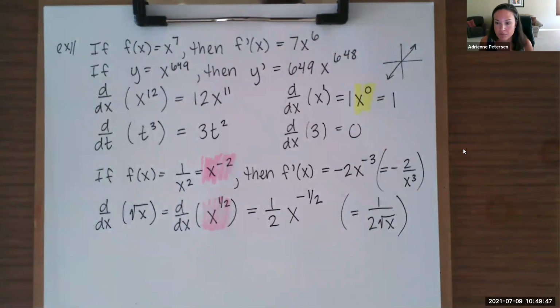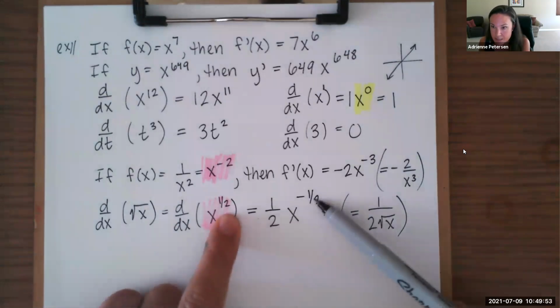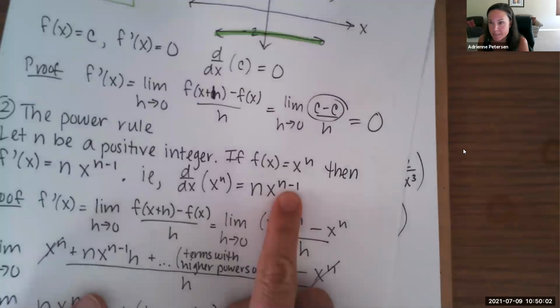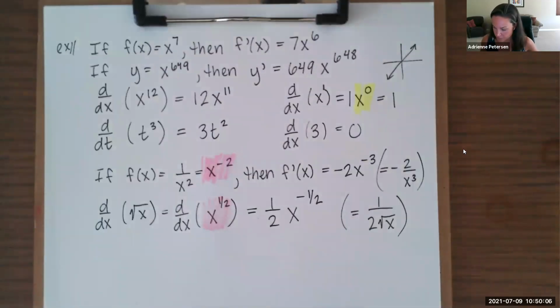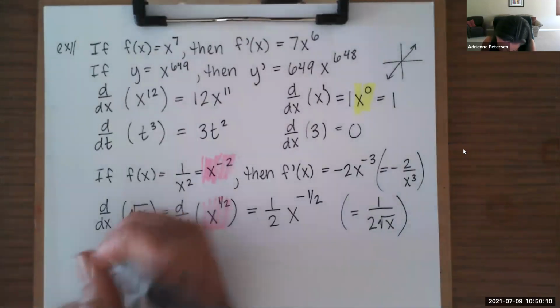Any questions so far? How are we getting negative 1/2? So we bring the exponent down in front and then we subtract 1. 1/2 minus 1 is negative 1/2. Right, our formula was subtract 1. Yeah, so this is 1/2 minus 1. Yep, no problem. Okay, let's do one more.